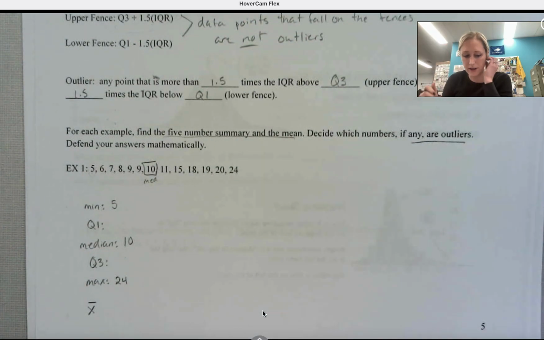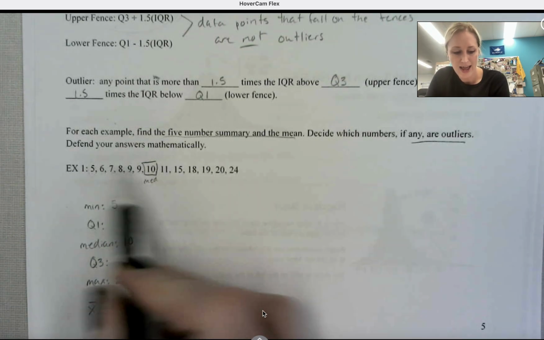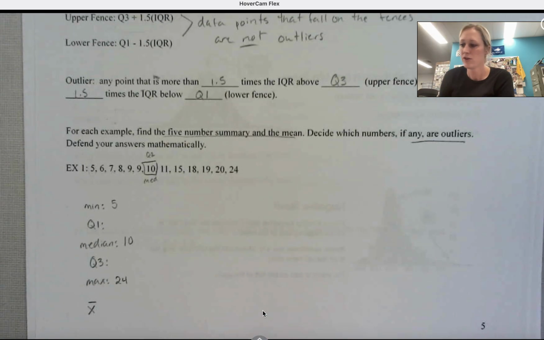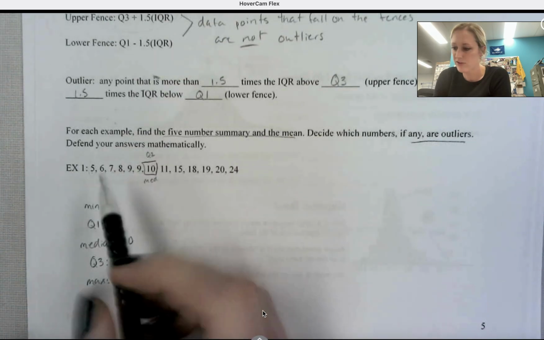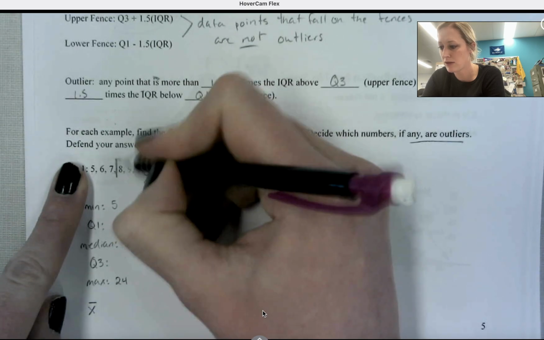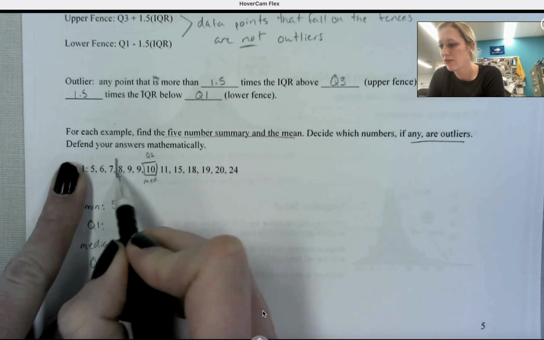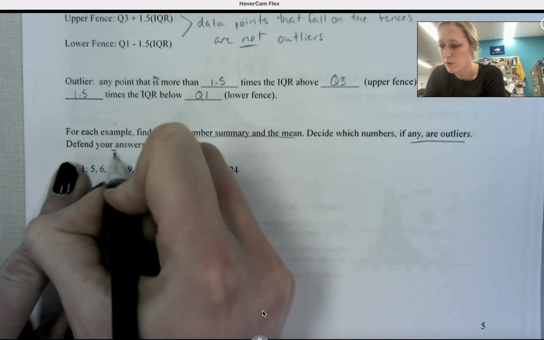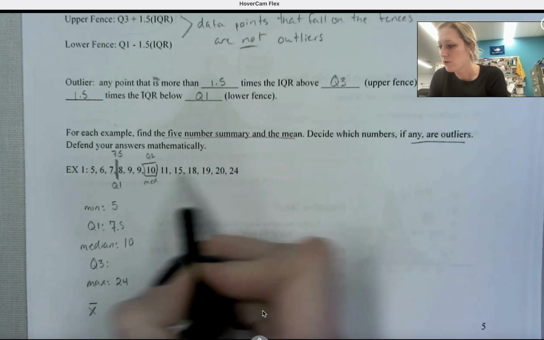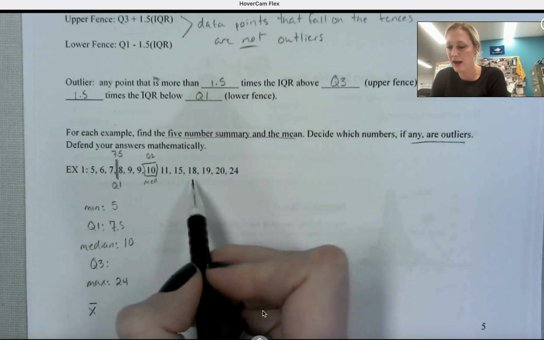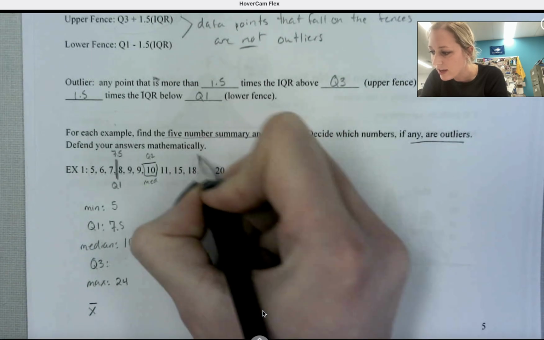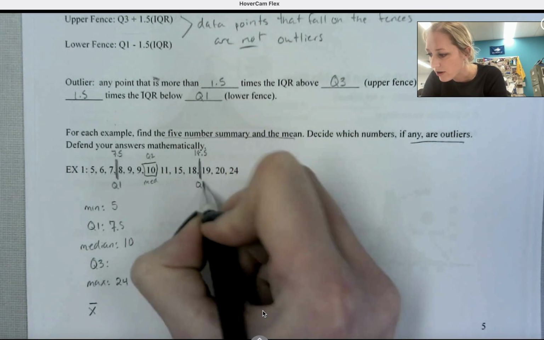Quartile 1 is the median of the lower half. Another name for the median is the second quartile. So the first quartile is the middle of the lower half. I have 6 numbers in the lower half, so it's going to be halfway between those 3 and 3. Halfway between 7 and 8 is 7.5. So that is my first quartile, 7.5. Third quartile is the median of the upper half. Again, there's 6 values, so halfway between the first 3 and the last 3. That is 18.5, so that's our third quartile.